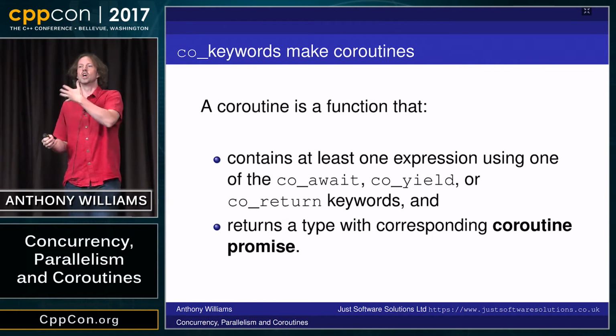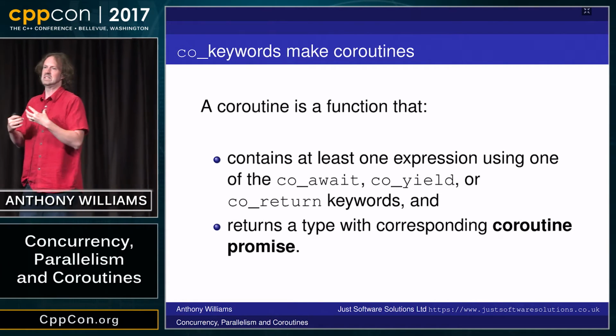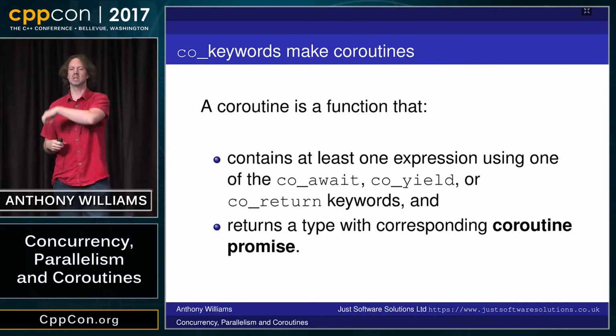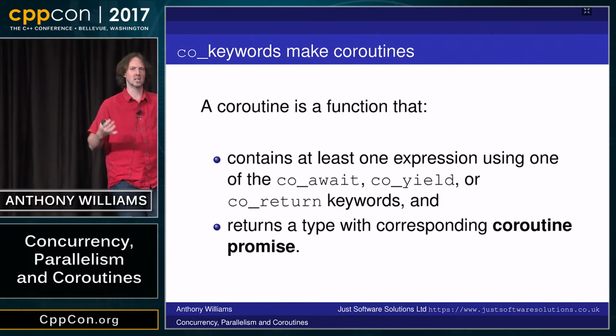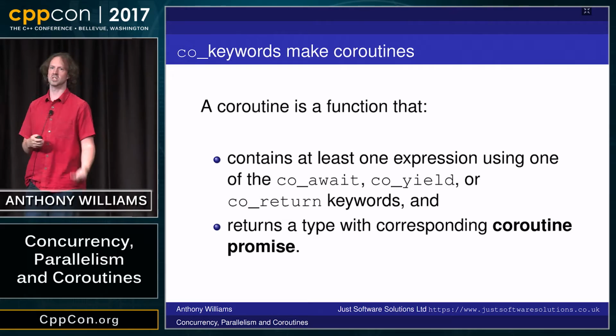And then the return type of the coroutine must be something that is designed as a coroutine return type. And you must have a corresponding coroutine promise for that, which is an internal data structure you specify by specializing the compiler's coroutine traits.